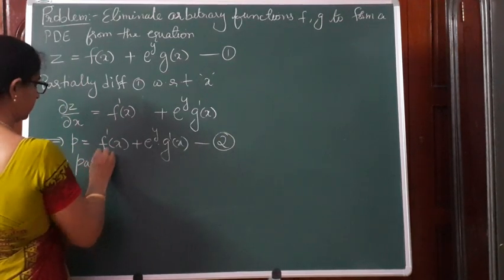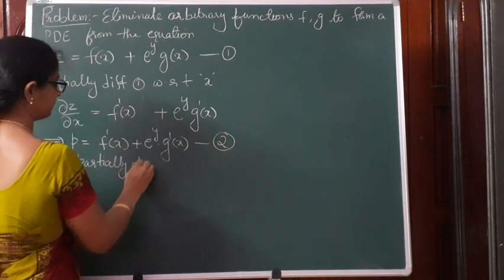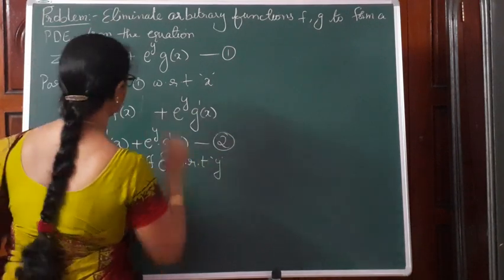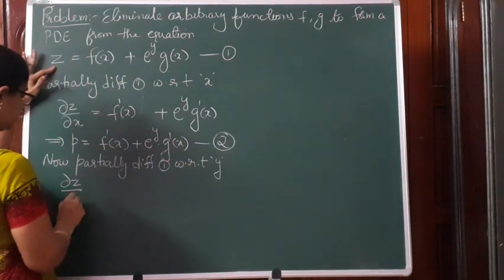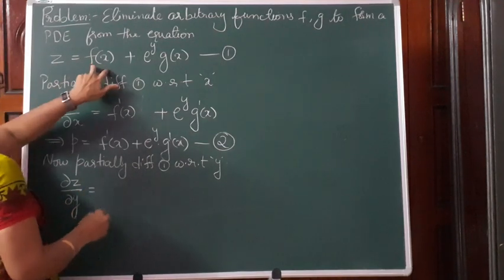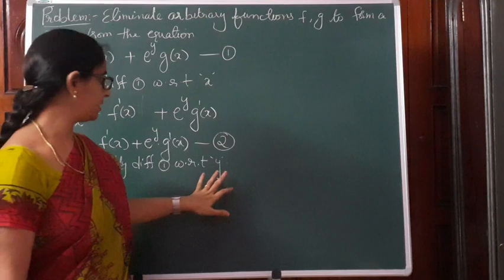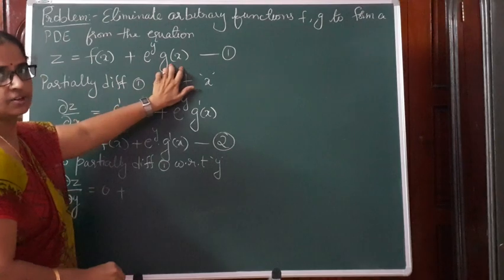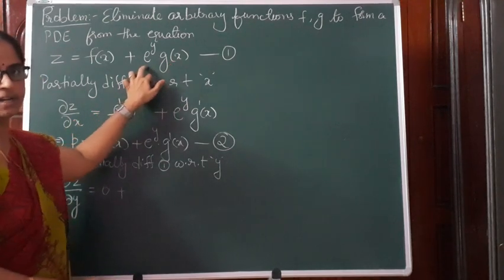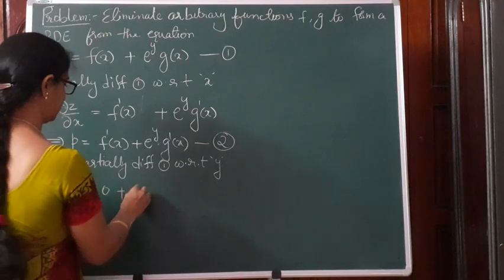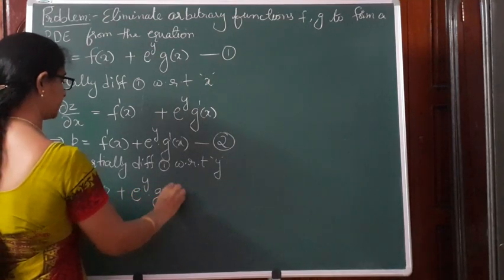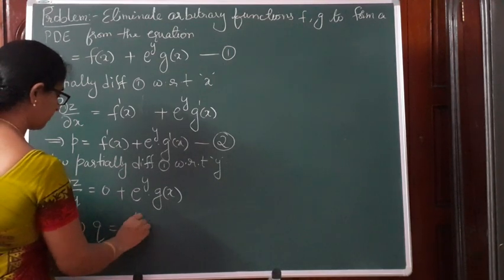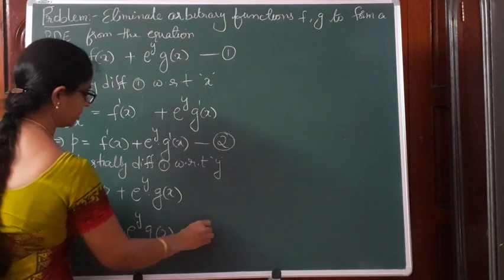Now partially differentiate 1 with respect to y. Then we get dou z by dou y is equal to f of x is constant because we are partially differentiating with respect to y, so its derivative is 0, plus g of x is constant. We have to differentiate e power y. The derivative of e power y is e power y. Therefore, this is e power y into g of x because g of x is constant. So, what did we obtain here? q is equal to e power y into g of x. This is equation number 3.